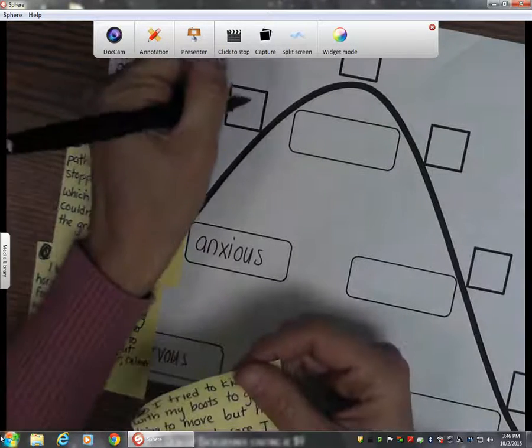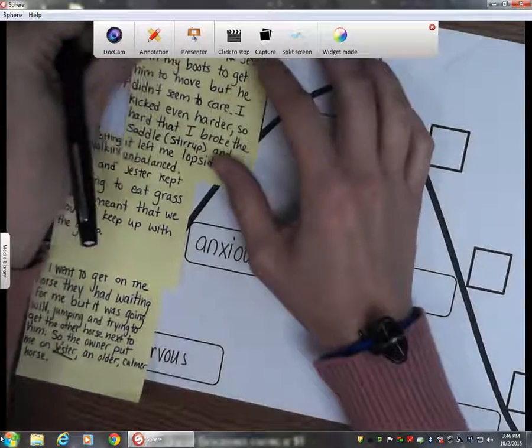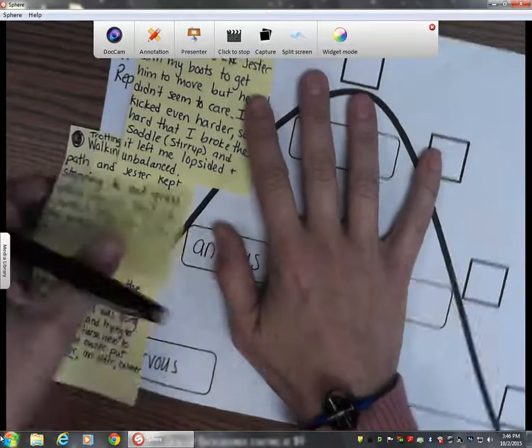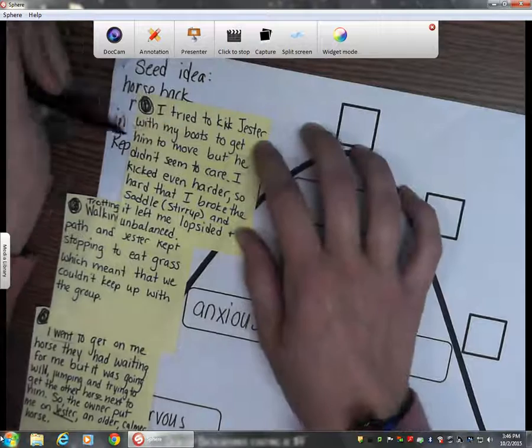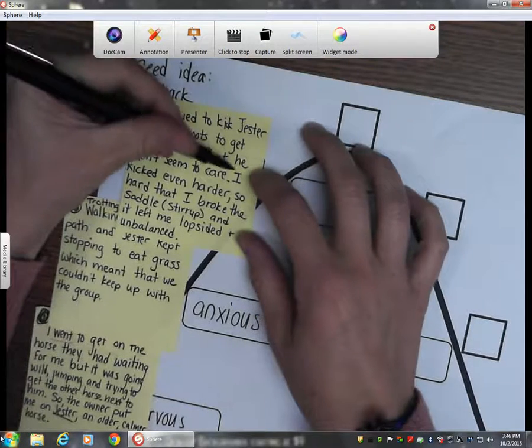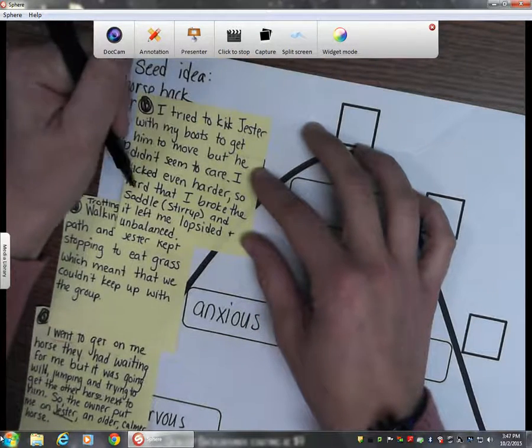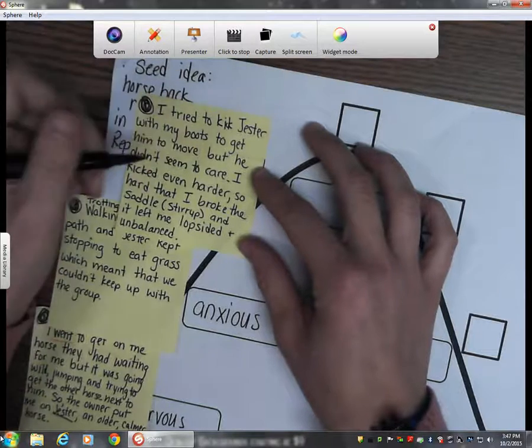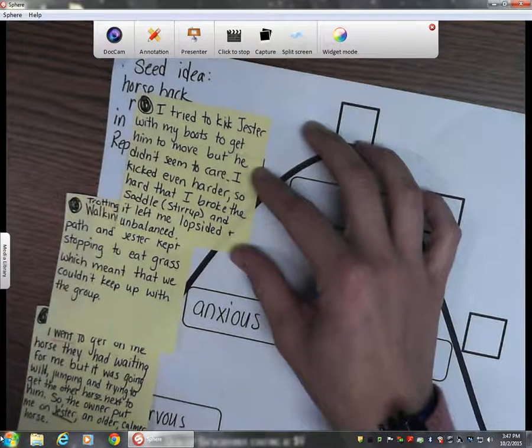My third event was that I tried to kick Jester with my boots to get him to move, but he didn't seem to care. I kicked even harder, so hard that I broke the saddle, or the stirrup, and it left me lopsided and unbalanced.